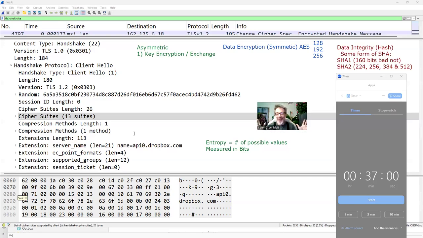So the most basic way: is it easier to multiply or to divide? It's a lot easier to multiply. Is it easier to solve for 1 variable or 2 variables? 1. So here's really the first asymmetric system, the very first key exchange protocol.